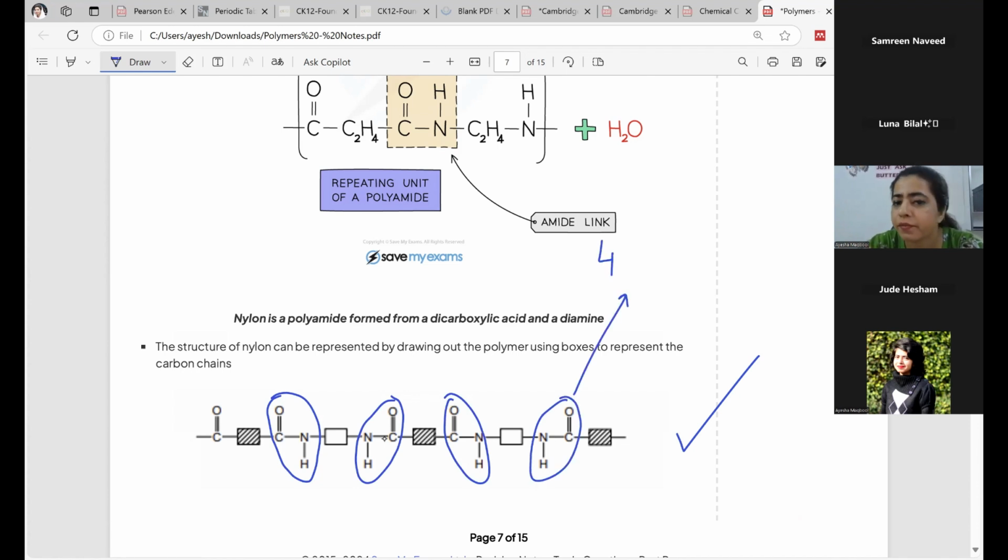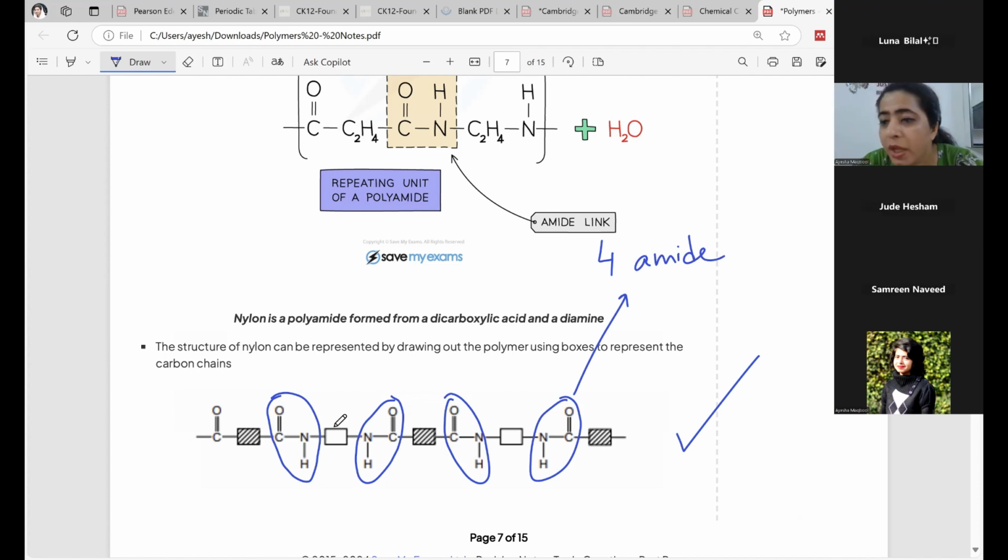Why is one box shaded and one is not? One is shaded, one is not. This shaded box is coming from monomer number 1. Unshaded is coming from monomer number 2. Maybe this one has 2 carbons, this one has 4 carbons.